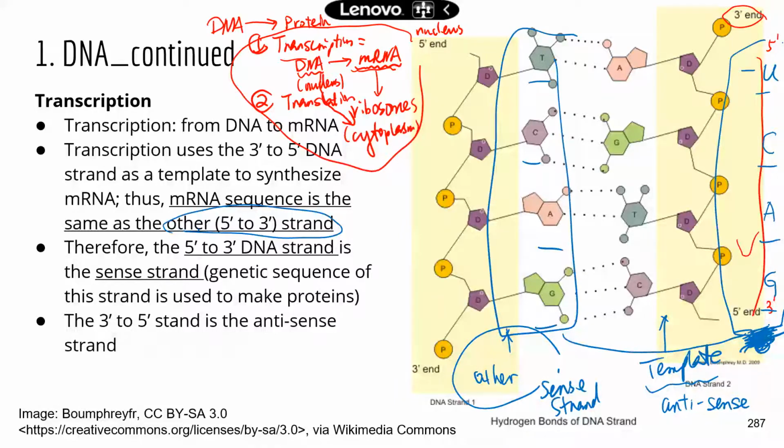Now, normally, I don't see this information in the TEAS study manual, but in this latest version, they did mention the sense strand and the antisense strand. So I decided to put the information in here just in case.